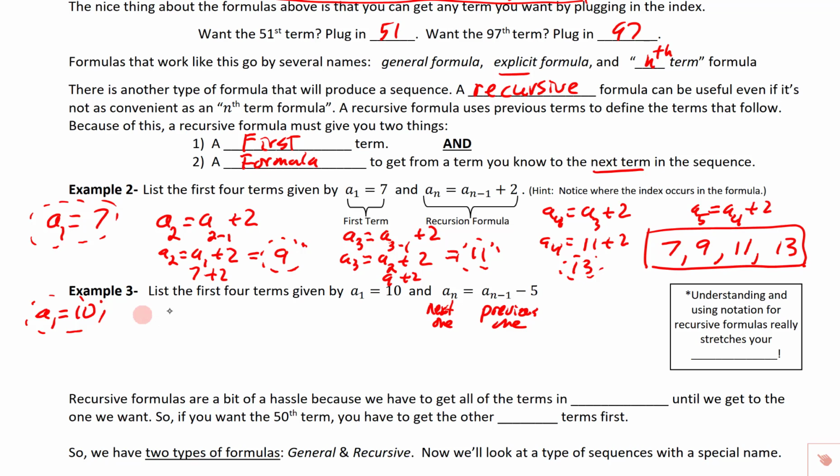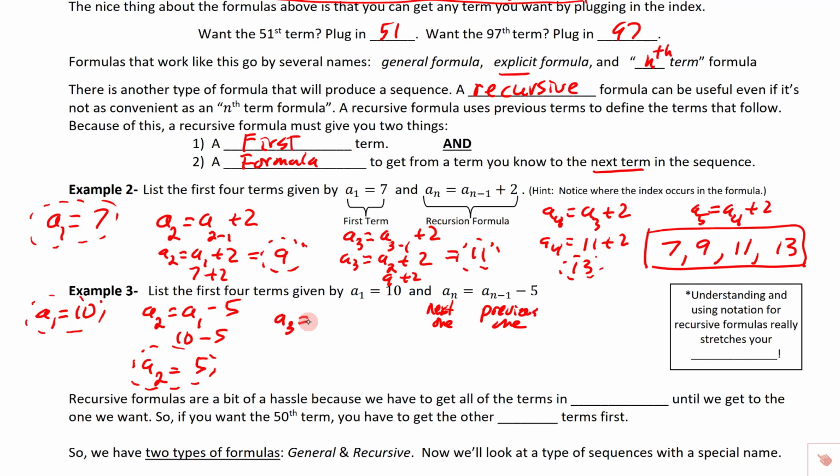Now, if we want to find the second one, here's what the formula says. If you want the nth one, take the one right before it. So that's going to be the first one, and then we're going to subtract 5. The first one is 10, so 10 minus 5 is 5. So a sub 2 is 5. We'll put a little circle around that one. We've got those two. Now you'll notice we're getting a little bit quicker at this.